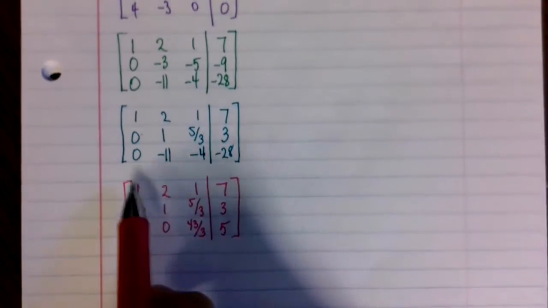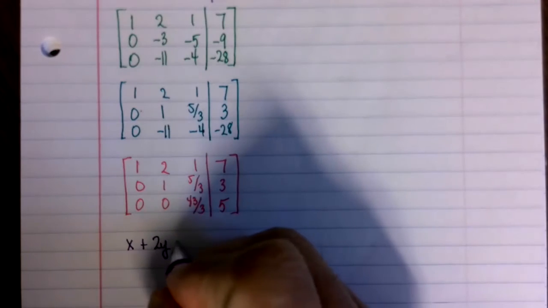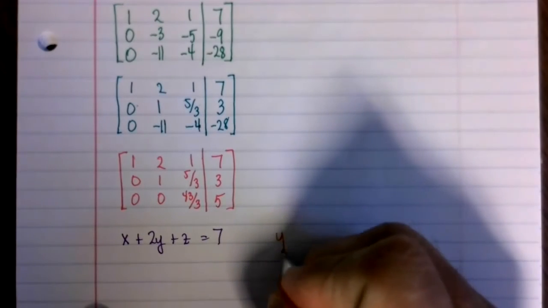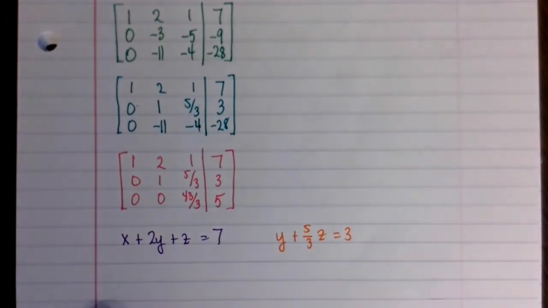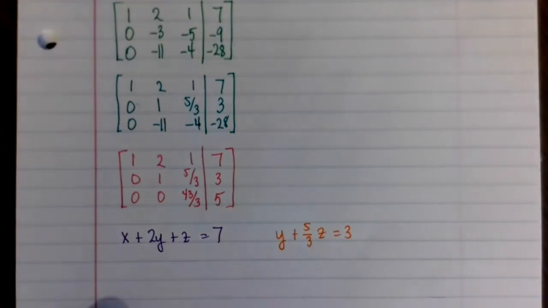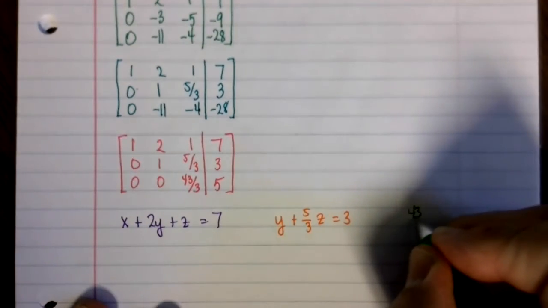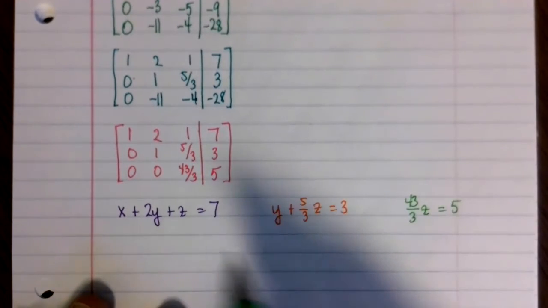So now I have an upper diagonal system here, and so I can convert this back to equations. So the top row becomes x plus 2y plus z equals 7. The row after that is y plus 5/3 z is equal to 3. And then the last row is 43/3 times z is equal to 5. And so I can do back substitution to solve for these.